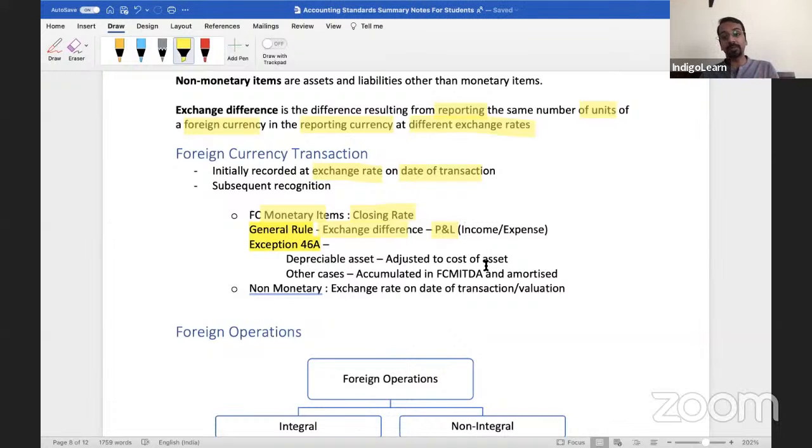Now there is an exception given by para 46A. This is one aspect which is frequently tested in the examination. This was introduced when I was a student of CA final, I think in 2008 or 9, when there was a global crisis going on and exchange rates were fluctuating wildly, and the companies had to take a lot of expense hit because of depreciation of INR. So what the government came up with and said is, if there is a monetary item in the balance sheet in relation to a depreciable asset.